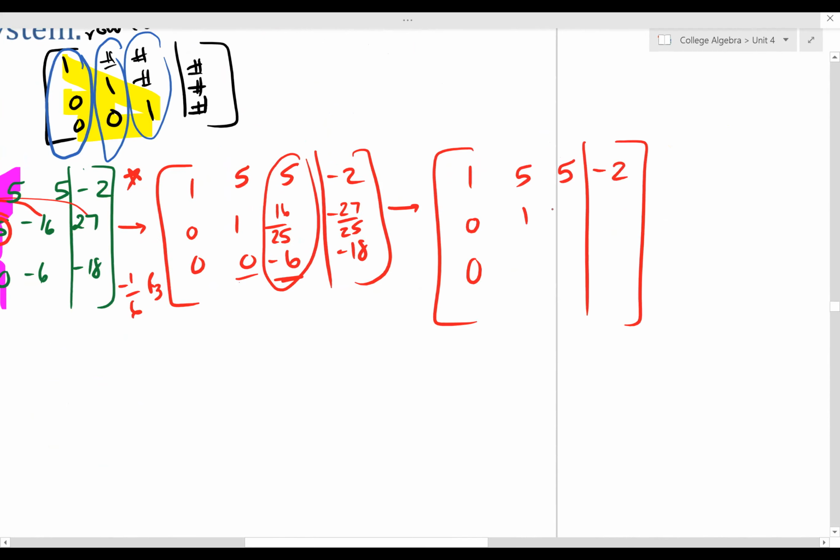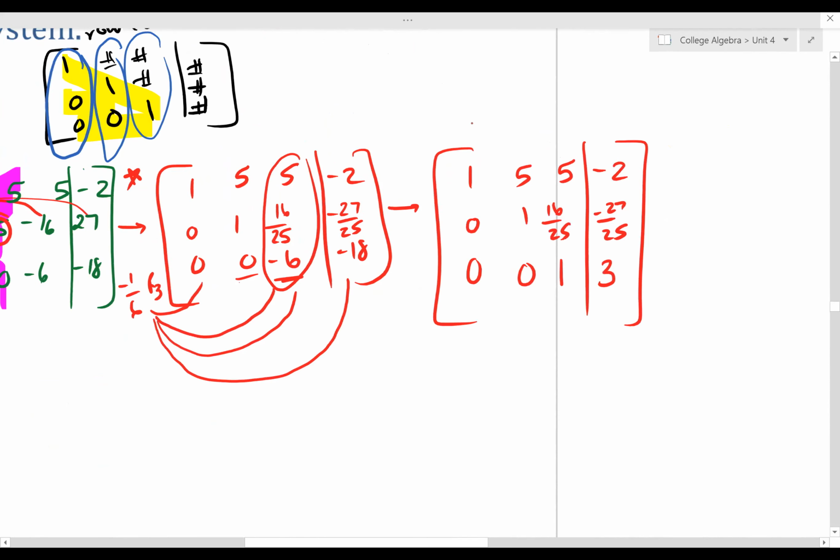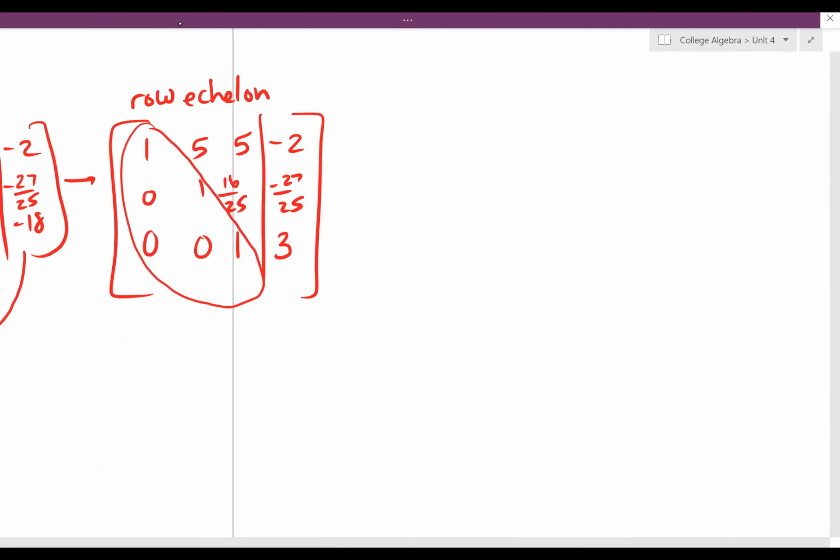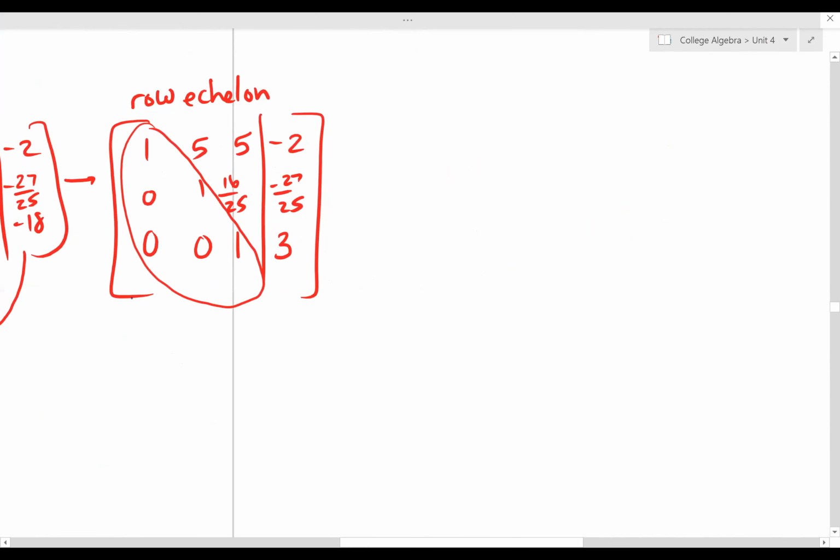So copying down row 1 and row 2, and then row 3, we have -1/6 times 0 is 0, -1/6 times 0 is 0, -1/6 times -6 is 1, and then -1/6 times -18 is +3. So this is now in row echelon form because we've got the ones going diagonally, we got that bottom left corner zeroed out. So this gives us an automatic solution in row 3. It tells us that z is 3 because the x and the y are zeroed out.